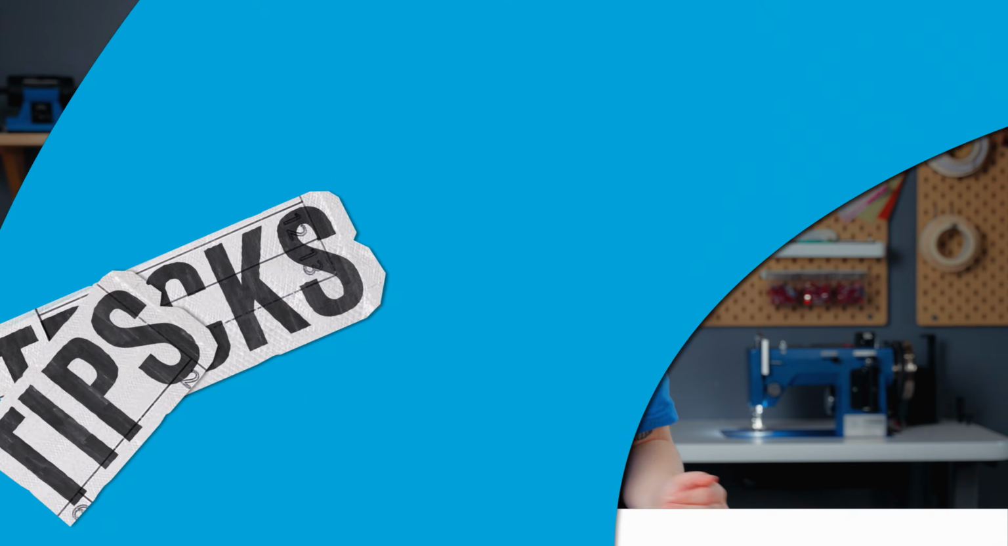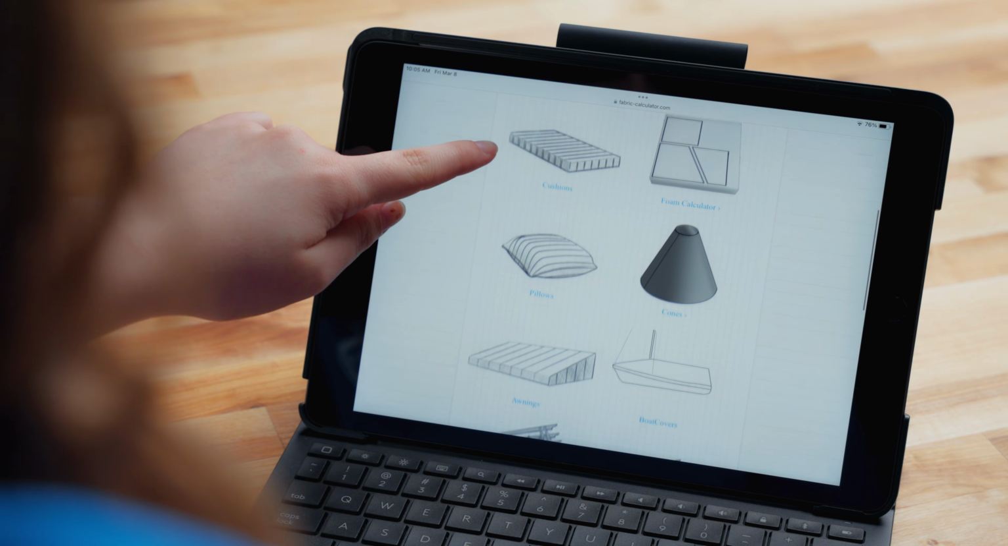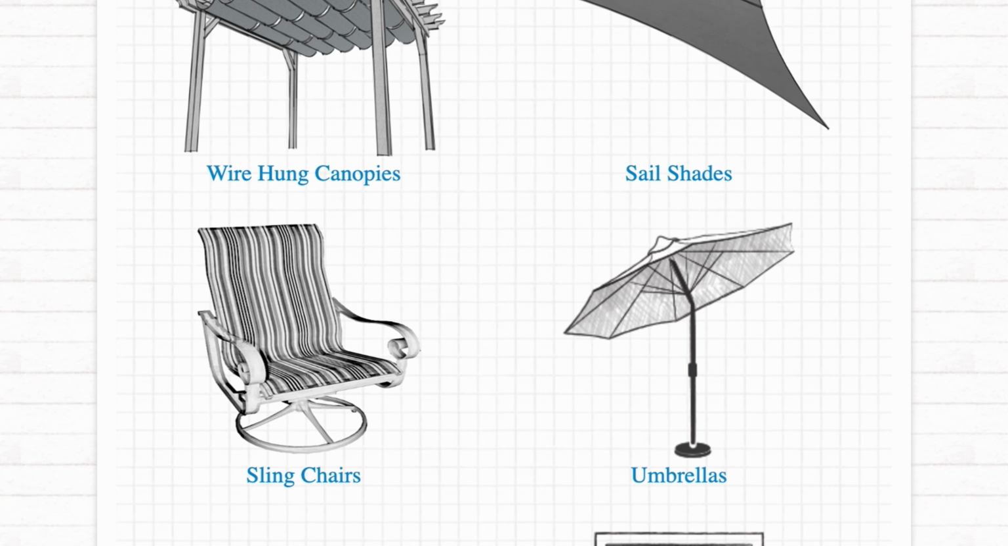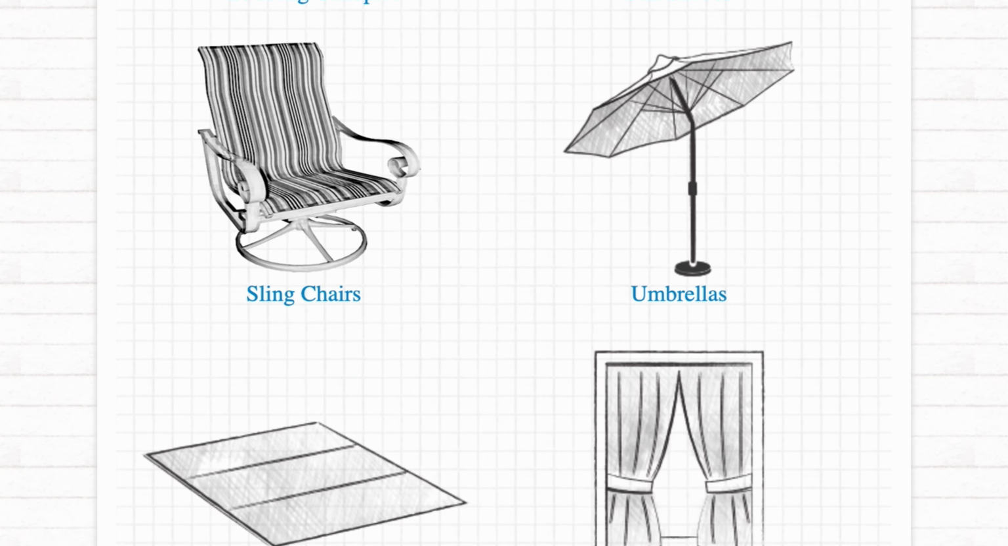Sailrite's Fabric Calculator determines how much fabric yardage you need for your projects. Cushions, pillows, awnings and canopies, patio umbrellas, sling chairs, window treatments, sail shades, and more. The Fabric Calculator takes the guesswork out of buying for every sewing project by crunching all the numbers for you.